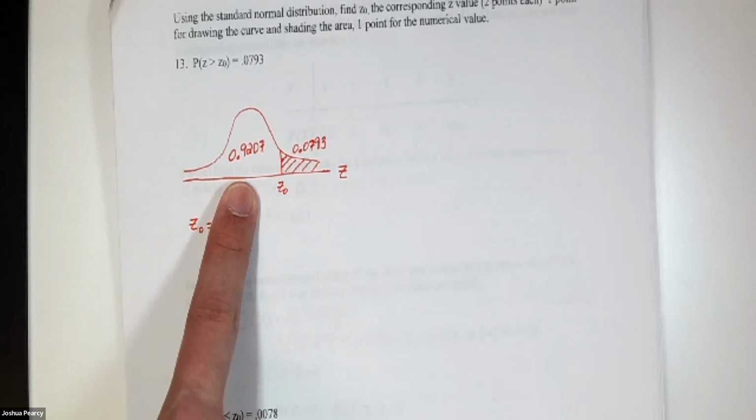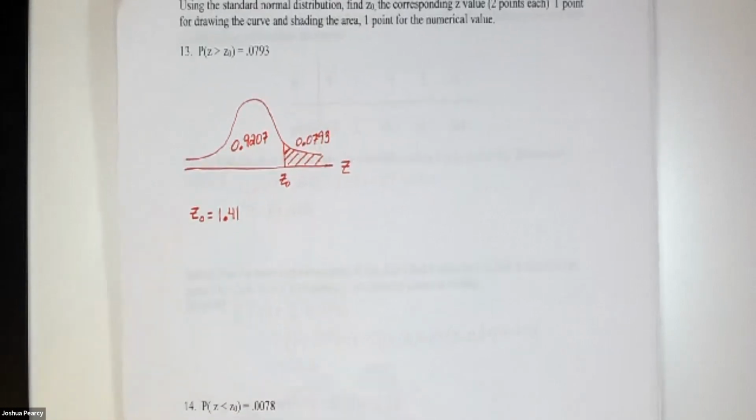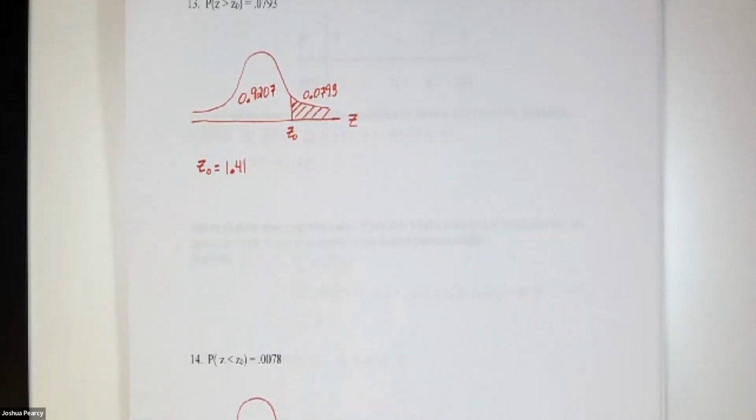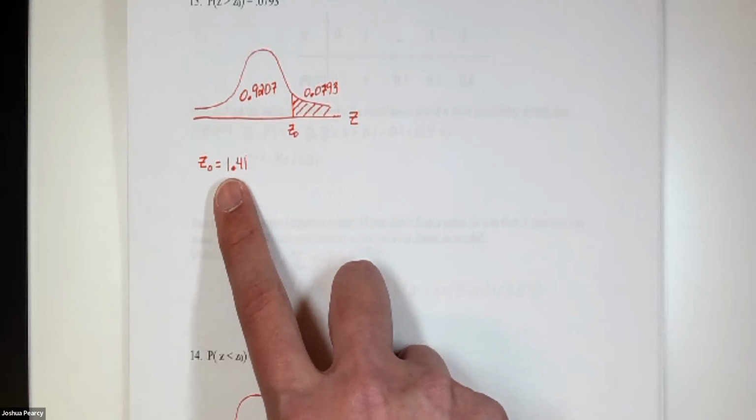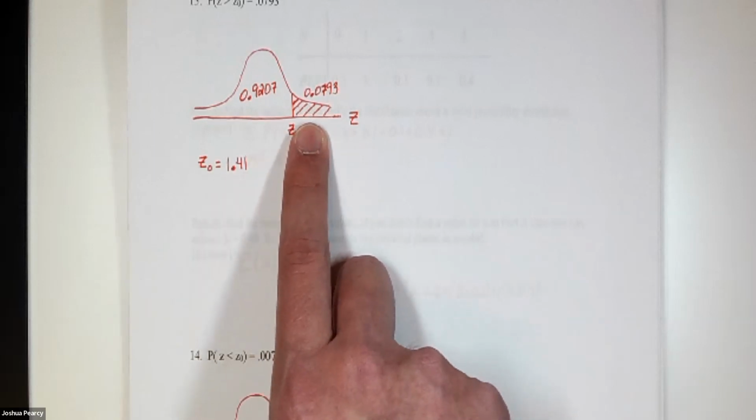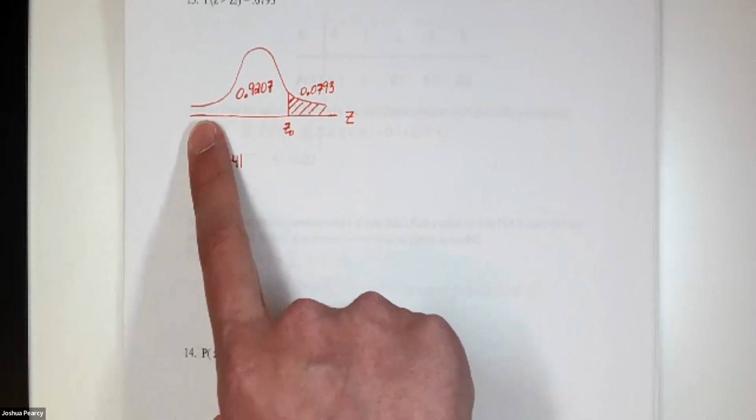So 0.9207. And this was actually one of the ones that is dead set in the table, and I did that on purpose. So it's 1.41. Some of you gave me minus 1.41. That would be if this was the left-hand area, if 0.0793 was the area in the left tail.